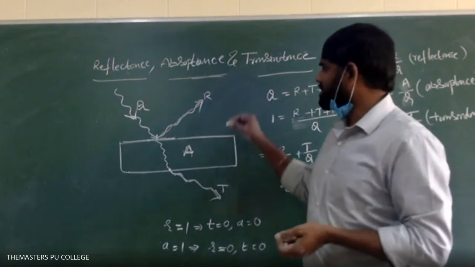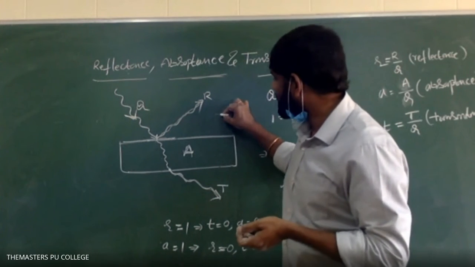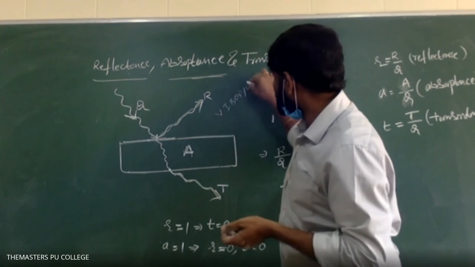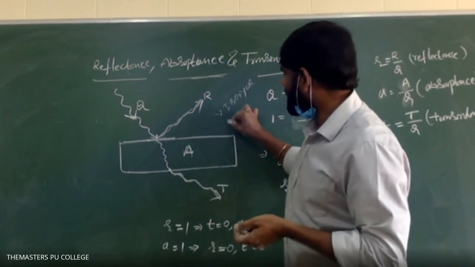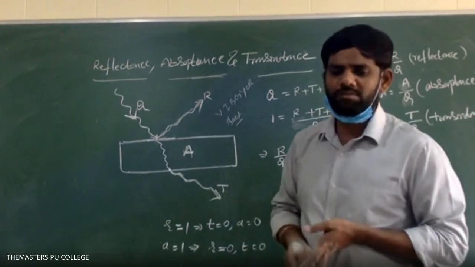So in nature we have only 7 colors, isn't it? What are the 7 colors? V, I, B, G, Y, O, R. But black is not there. In nature, among the 7 colors, black is not there.